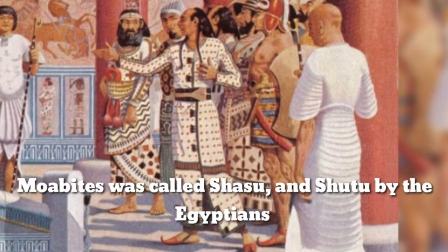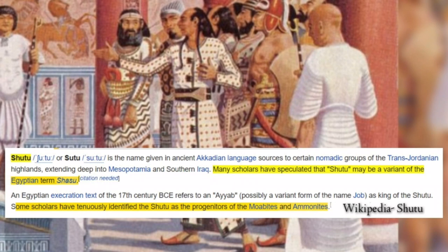Historically, the Moabites were called Shasu by the Egyptians. There was more than one group of Shasu, but the Moabites were also known as Shasu by the Egyptians. And they were also known by the term Shutu. Many scholars have speculated that Shutu may be a variant of the Egyptian term Shasu. Some scholars have tenuously identified the Shutu as the progenitors, or the fathers, of the Moabites and the Ammonites. Wikipedia, Shutu.